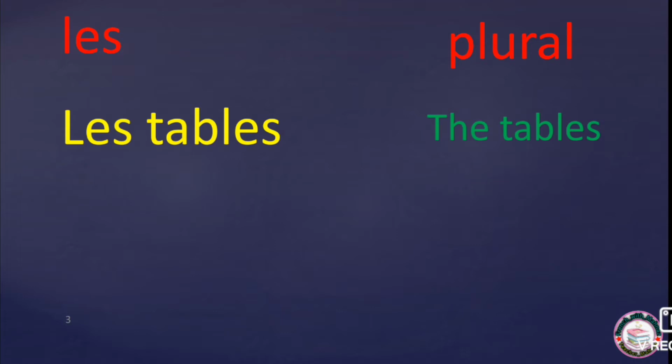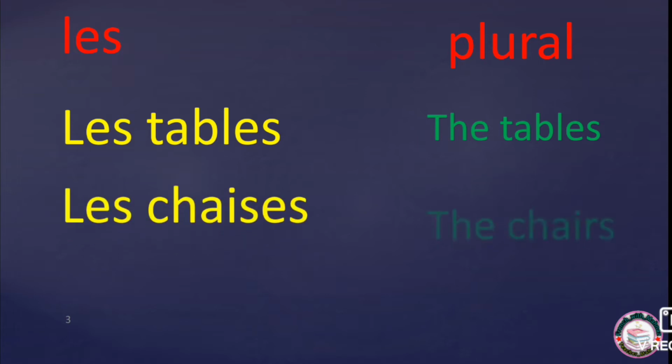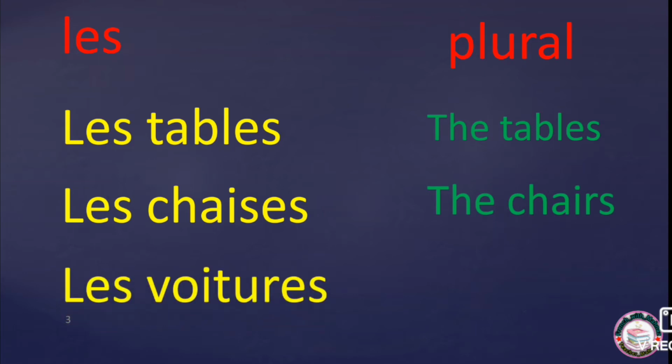Pay attention that in French, about 80% of the time, when we want to turn a noun into the plural form, we add an S, and we do not pronounce this S at the end. So, for showing that the noun is plural, we show it with the article. And here we're using the article les to show that this noun is plural. Les chaises, the chairs. Les voitures, the cars.